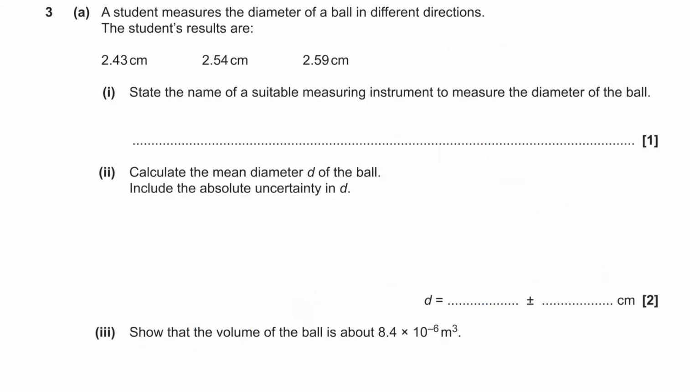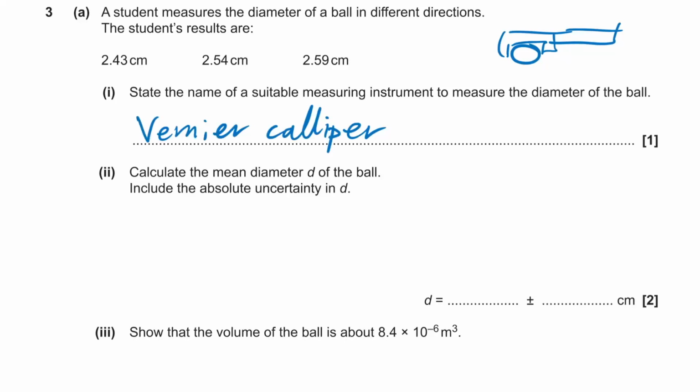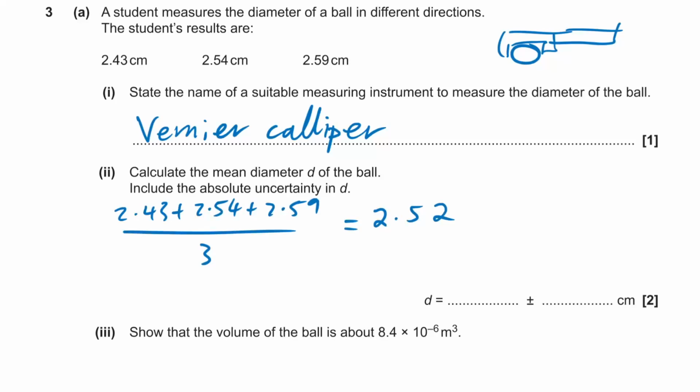3. Student measures diameter of a ball, 3 directions. State the name of a suitable measuring instrument. Well, of course, we want a vernier caliper, don't we, like that. Could also use a micrometer. Calculate the mean diameter of the ball, and we're going to include the absolute uncertainty as well. So let's just find the mean first, 2.52. The uncertainty is half the range. So it's going to be largest, take away smallest, divided by 2. So what's that?